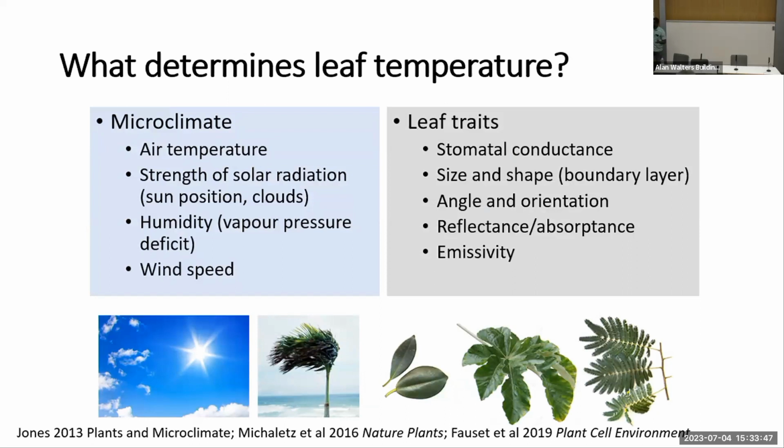Now, things that determine the leaf temperature include, as I was saying earlier, both biotic and abiotic factors. The abiotic factors include air temperature, the strength of the solar radiation, and also humidity, which affects the vapor pressure deficit. Moving on to the biotic factors: leaf traits such as stomatal conductance, leaf size and shape, which affect the leaf boundary layer, and then the angle of the leaf, which affects the solar radiation heating the leaves.